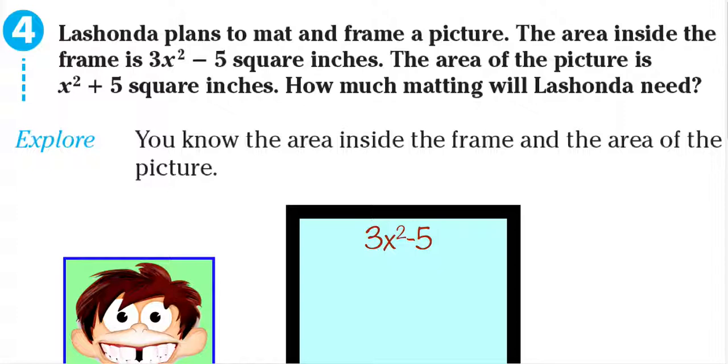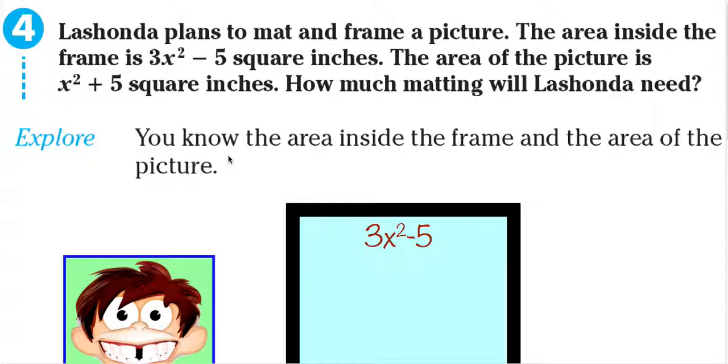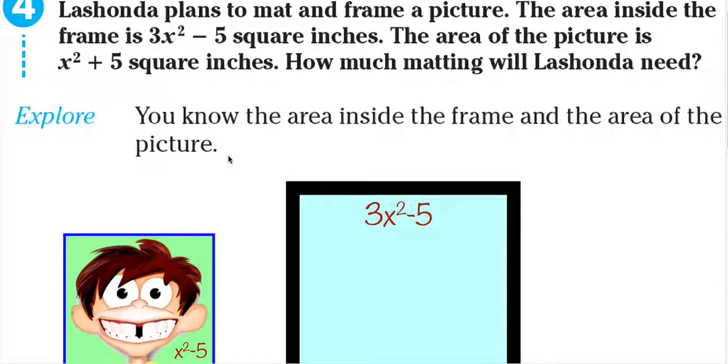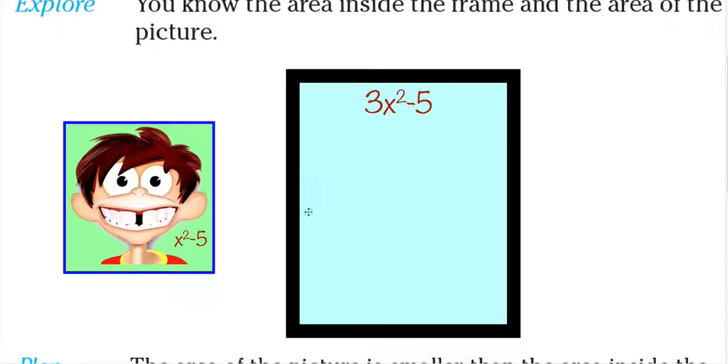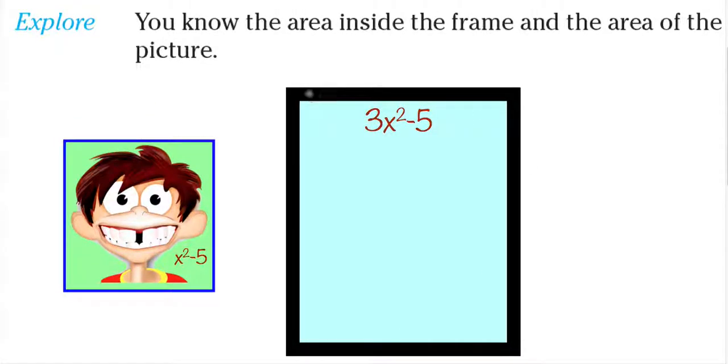Okay, and let's consider the last example, and let's talk about LaShonda. LaShonda plans to mat and frame a picture. The area inside the frame is 3x squared minus 5. How much matting will LaShonda need? Let's take a look at what we know. We know that the area inside the frame, and the area of the picture. So this is the area of the entire frame, and this is your picture, nice looking picture right there.